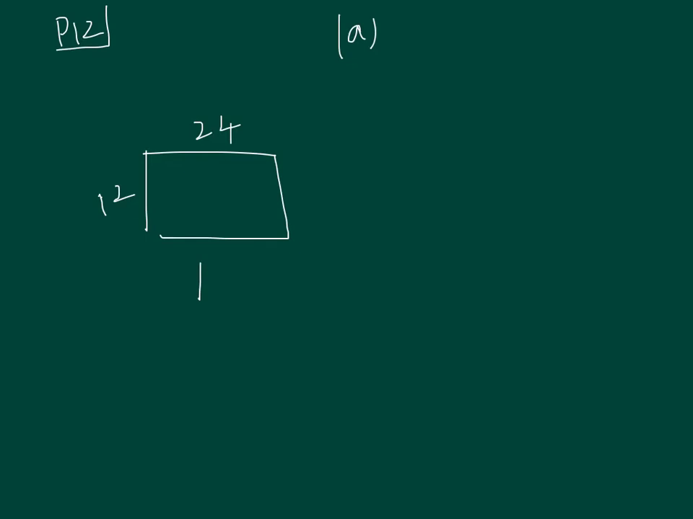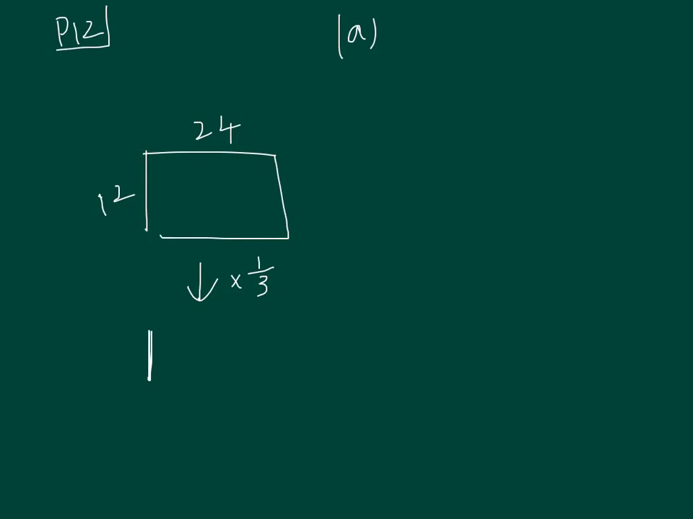Problem 12, a rectangle has width 12 inches and length 24 inches. You scale it using the following factors. In each case, what are the dimensions of the scaled rectangles? So part A, you're going to scale it by 1/3, so things get smaller. So each side will be 1/3 of what you have.